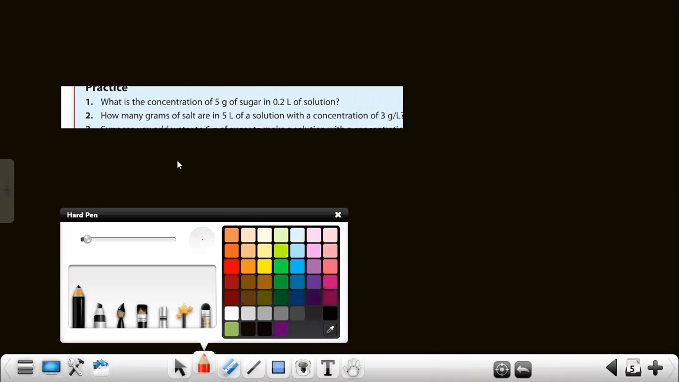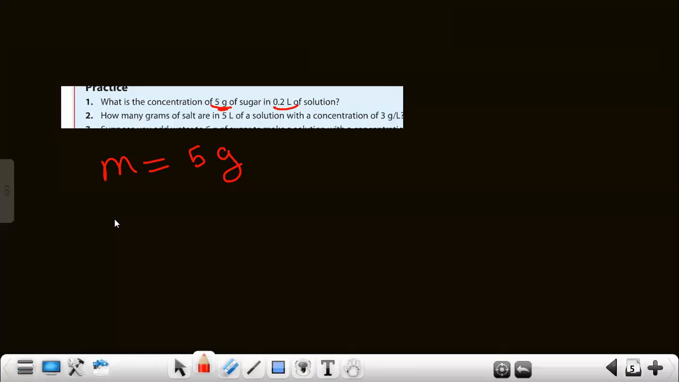Yes, I take the 5 gram. So this 5 gram is what? Mass. So M equals 5 gram. Okay, 0.2 liters. So it is volume or concentration? Volume. Good, it's volume.